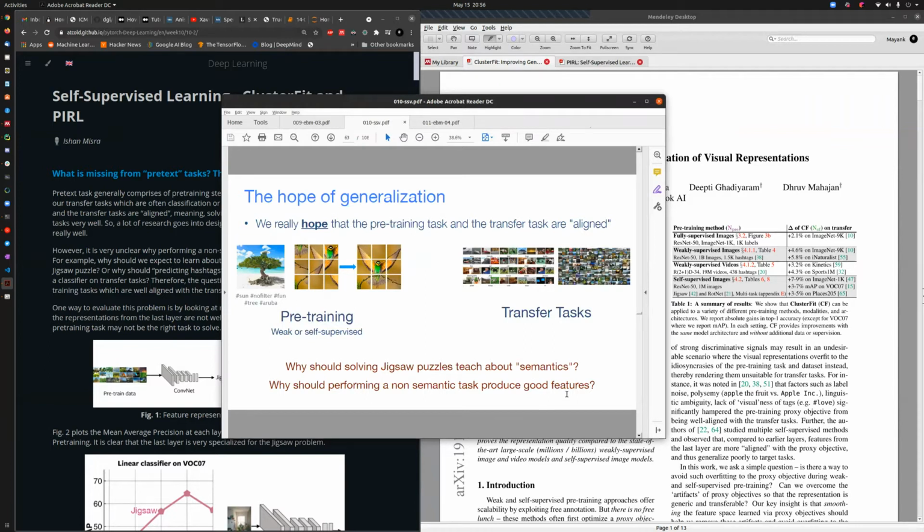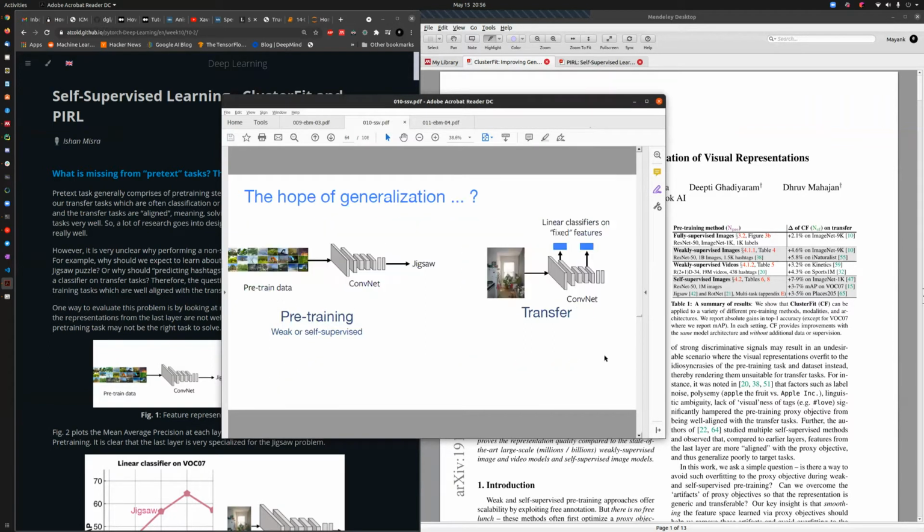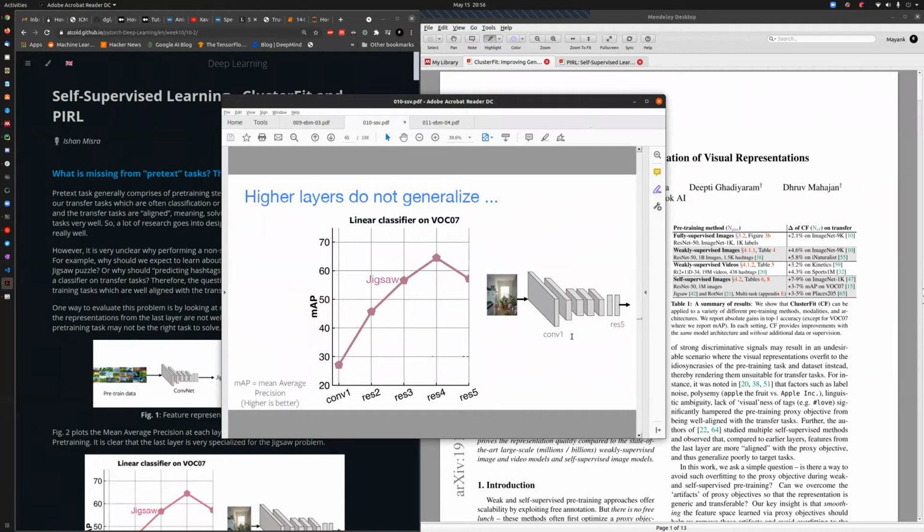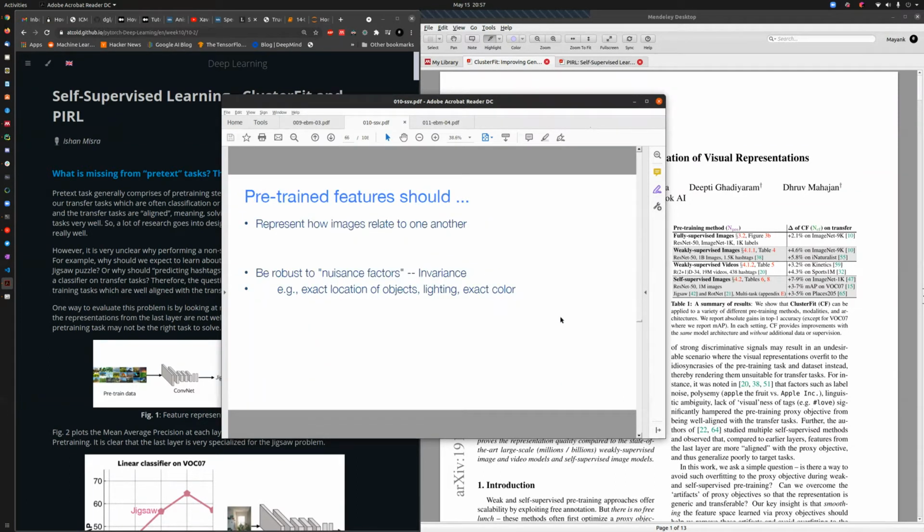About how semantic and non-semantic tasks produce good features. This is with respect to generalization, and this is with respect to transfer learning. Then this is simply the hidden layers that do not generalize. The pre-training features should represent how images relate to one another, and be robust to the nuisance factors, such as objects, lighting, and exact colors.